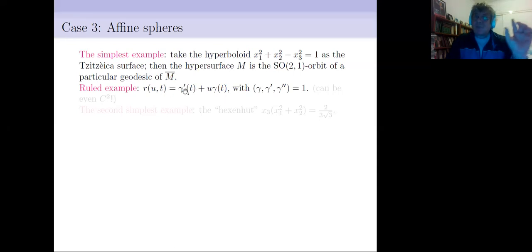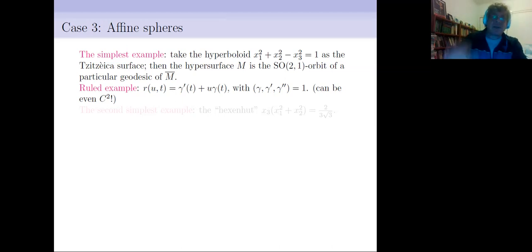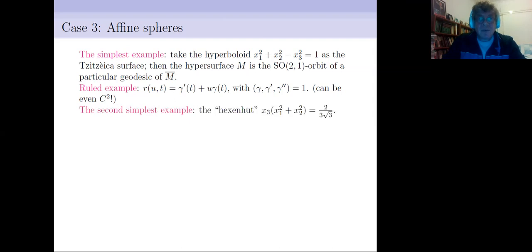But notice this: we have gamma prime plus u gamma, not gamma plus u gamma prime. This is where, if you remember at the very start, we discussed the smoothness. This is where non-smoothness, not analyticity, may come from. You can take for your curve something which is just C2, C3 for sure, just to be on the safe side. Your curve doesn't have to be analytic, and then you run all your construction, you get a non-analytic Einstein hypersurface. And the second simple example is this beautiful cubic surface, the hexagon hat.